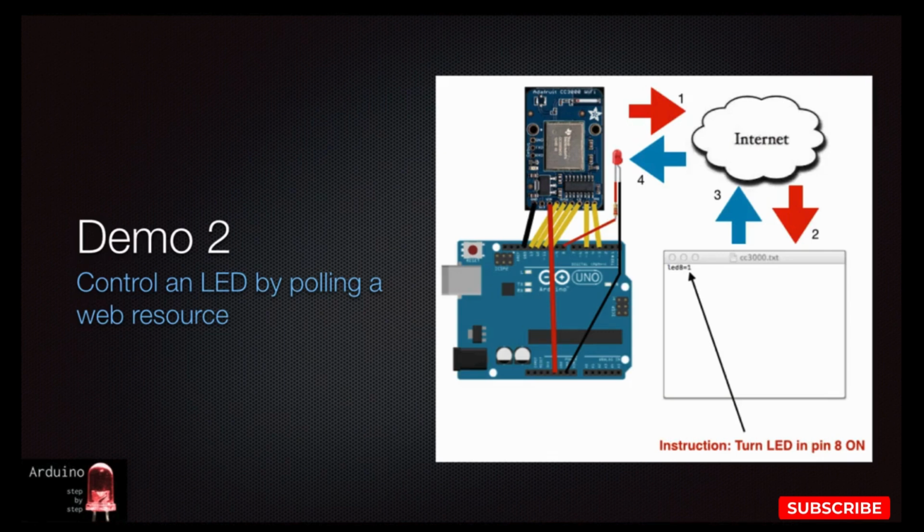In summary, we will use instructions contained in a text file hosted by a web server somewhere on the internet. The Arduino will use the Wi-Fi module to get this file, read its contents, and turn an LED on and off accordingly. This schematic shows what is going to happen.